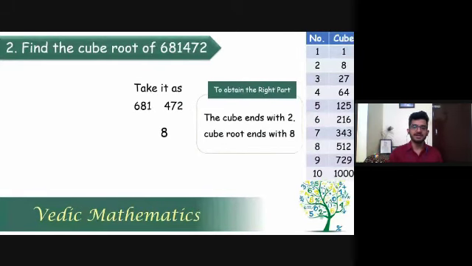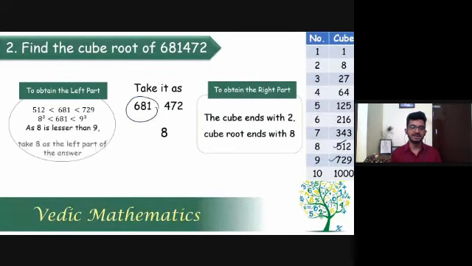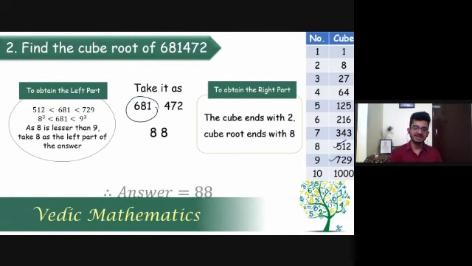And to obtain the left part of the answer, you have 681. Where does it lie? 681 lies in between which two cube numbers? That is 512 and 729. So you have 512, then comes 681, then comes 729. I can see most of them have given the right answer. And 512 is cube of what? It is 8 cube, whereas 729 is 9 cube. Among 8 and 9, 8 is smaller. So you write 8 there, so you get 88 as the answer.